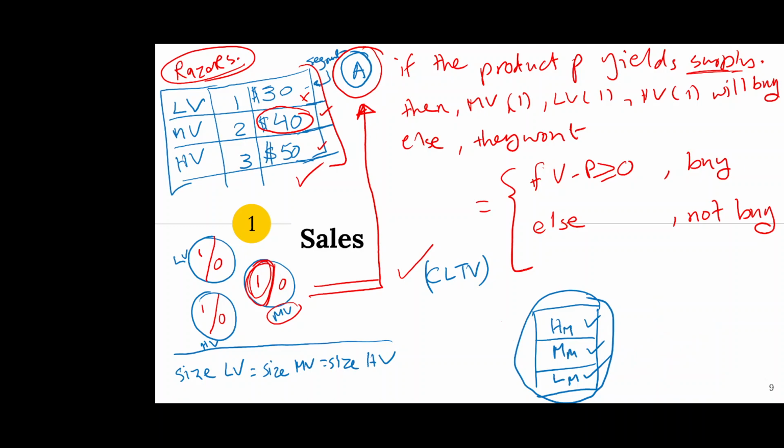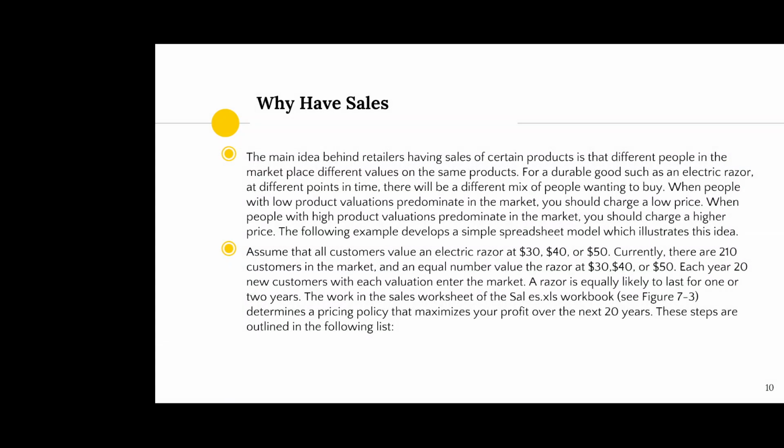So now, if we're going to take a look at the question, this is exactly what we're doing. So we are doing here $30, $40, $50 kind of segments, and the eraser is equally likely to last for 1 or 2 years. So this is the frequency here. This is the frequency. So it will last 1 or 2 years.